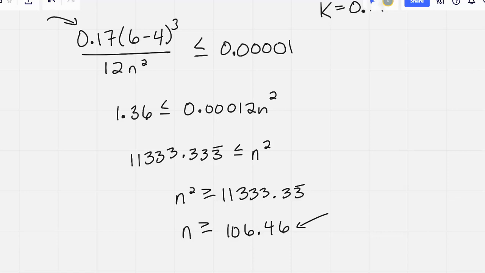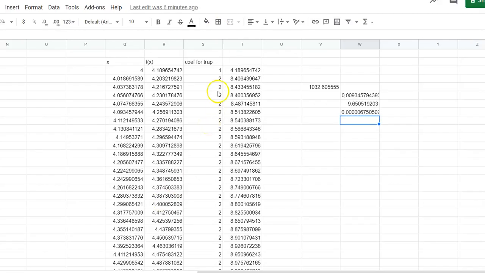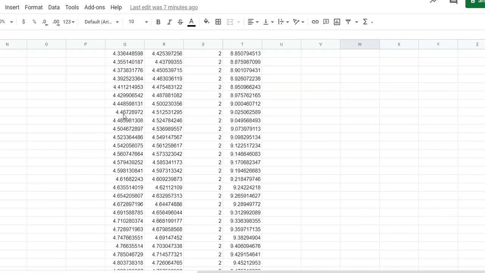Now I'm done with the problem, everything's good, but let's check if this actually held true. Will I get an error that's less than this 0.00001 if I use some n greater than 106? So let's let n be 107. I went to my Google Sheets, because it's much faster to do it that way. This is the trapezoidal rule. I found my delta x was 2 over 107, because it's 6 minus 4 over my n.